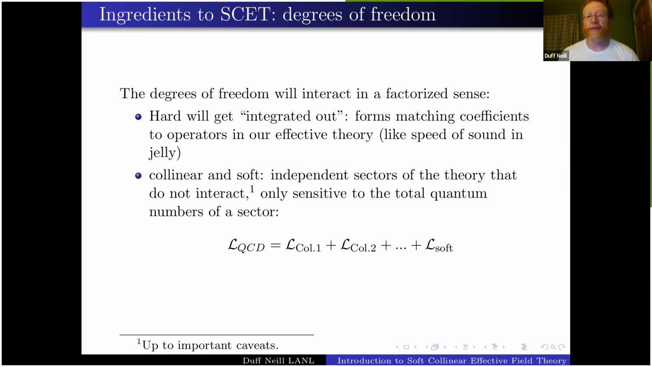What forms the speed of sound in my jelly, of course, is all the microscopic physics of the jelly itself. You know, what exact proteins I put in there, what the ratio of protein to water is, how much starch is in there, what temperature my jelly sits at. All of that goes into the calculation of the speed of sound of my jelly. But in my effective theory for jelly, it just appears as a single number, the speed of sound, that multiplies some operator in my Lagrangian when I formulate my effective theory for jelly.